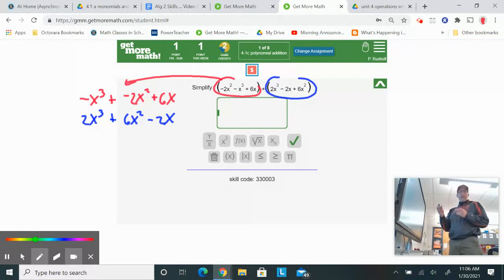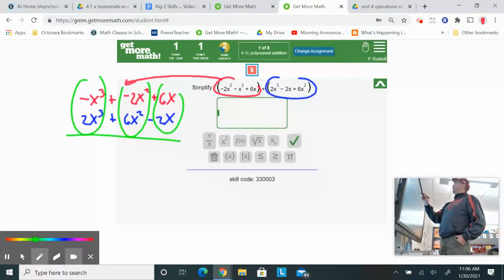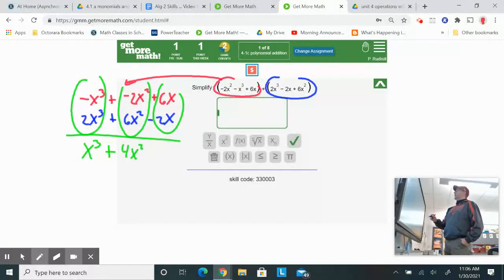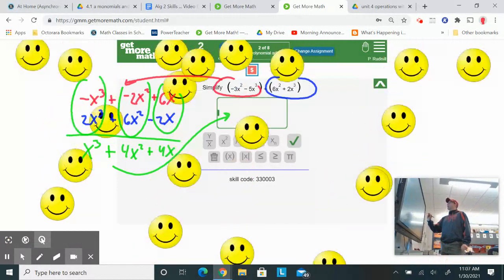As you can see, I took the first polynomial and shifted it over to the left of my workspace. Then I took the right polynomial being added and wrote it underneath, using the commutative property to write the x cubes in the same column, the x squareds in the same column, and the x's in the same column. So when I add those together, I get negative 1 plus 2, which is 1x cubed, or just x cubed, plus negative 2x squared and 6x squared, which is 4x squared. Hope your eyes don't mind this neon green. 6x plus negative 2x, or 6x minus 2x, is 4x, so it would be positive 4x. Just type this in here. And the moment of truth, got it.